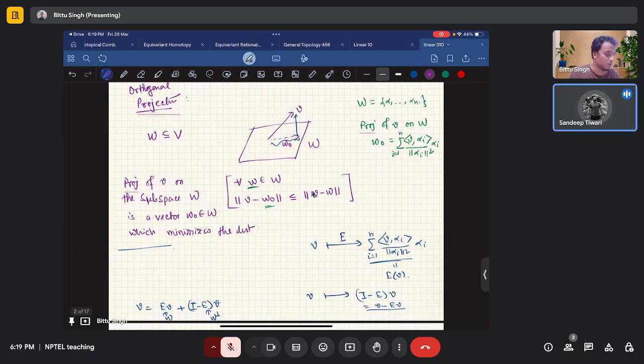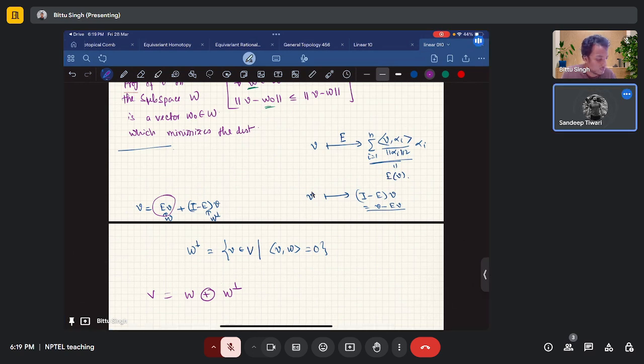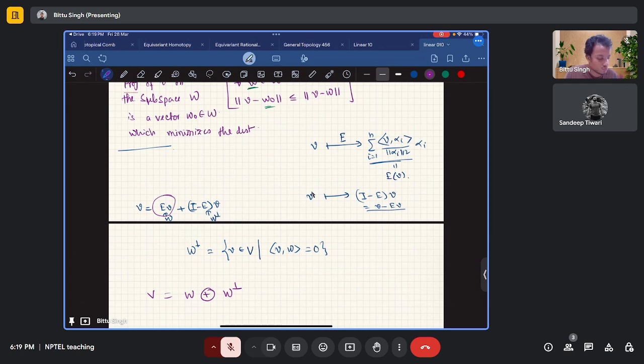So we have to write the vector in the form of W plus W perp. This element belongs to W, and the other part is in W perp. Given any subspace W, you can define the orthogonal projection on that W. That will give you one part. Since you already defined the orthogonal projection E by this formula, now I minus E applied to V will give you the component in the W perp part.